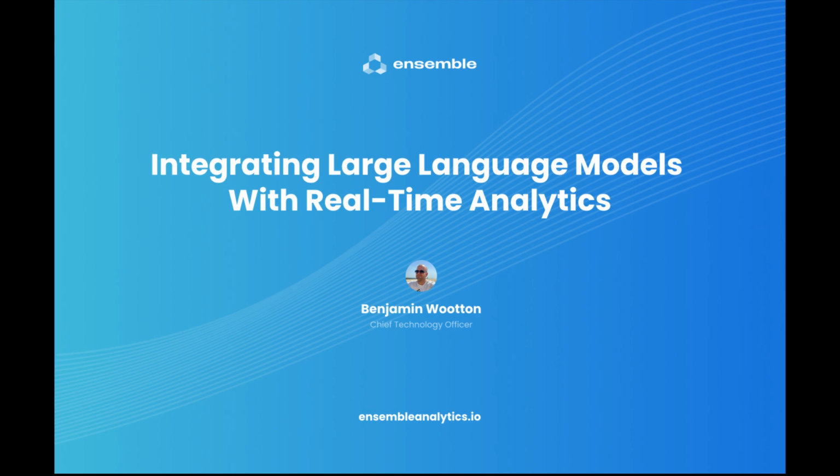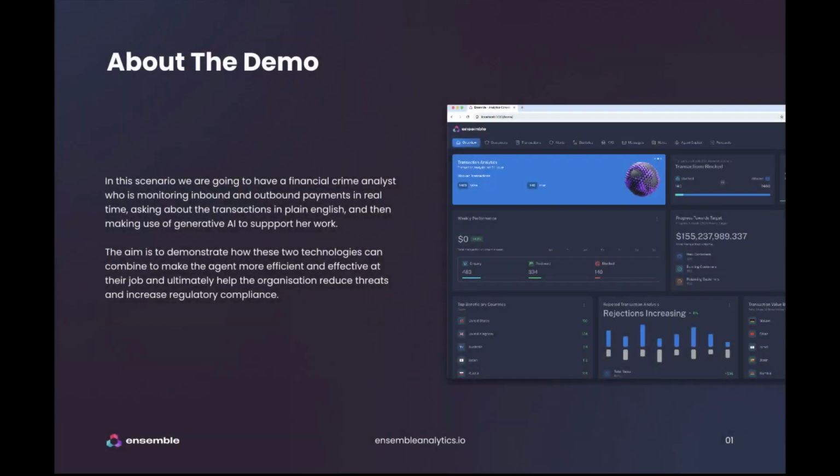of the world. We're then going to demonstrate how we can use generative AI to make employees and the business overall more efficient. To demonstrate this, we are going to use a financial crime scenario. And if you imagine that this business, they have an analyst who is responsible for monitoring inbound and outbound payments in real time. And what they need to do is ask questions about the transactions and their customers in plain English in order to understand the risk, and is this a transaction which we need to block.